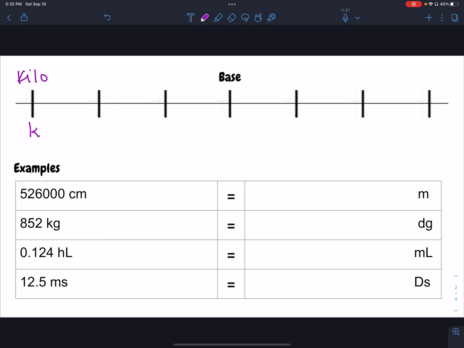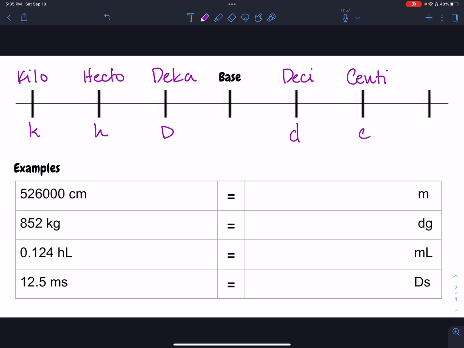Then we'll put our lowercase k below. Then we've got hecto, lowercase h below, deca, uppercase D, our base unit in the middle with no prefix. And then we have deci with a lowercase d, centi with a lowercase c, and then finally milli with a lowercase m. All right, so here's our unit line ready to go.